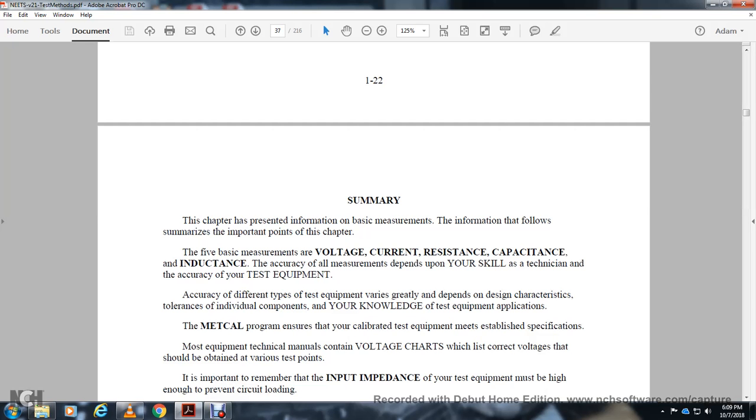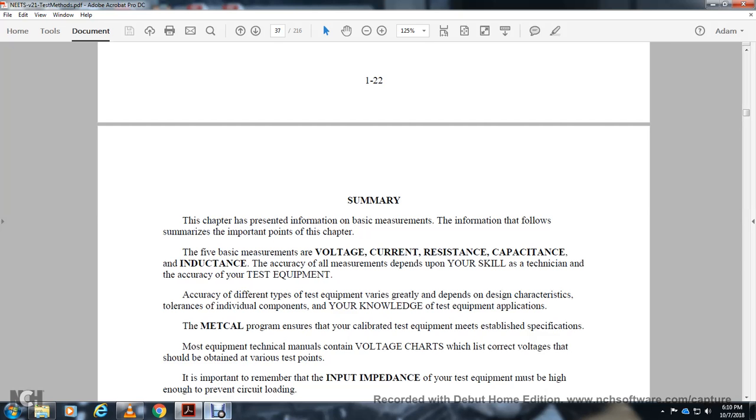Alright, summary. The chapter presented the basic measurement of the information file, the summary of the important points of the chapter with the basic measurement of the voltage, current, the reactance of the capacity of the duct, for the accuracy of all the measurement that depend on your skill with the technician and the accuracy of your test equipment.